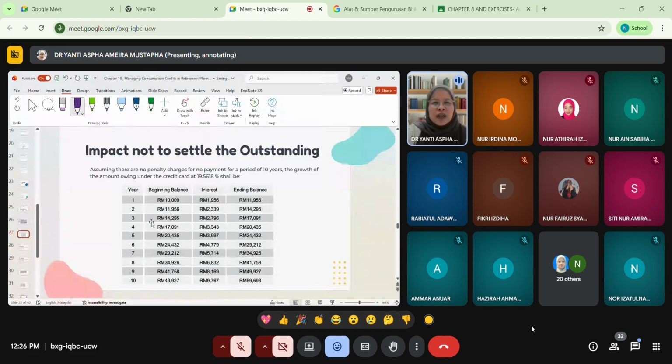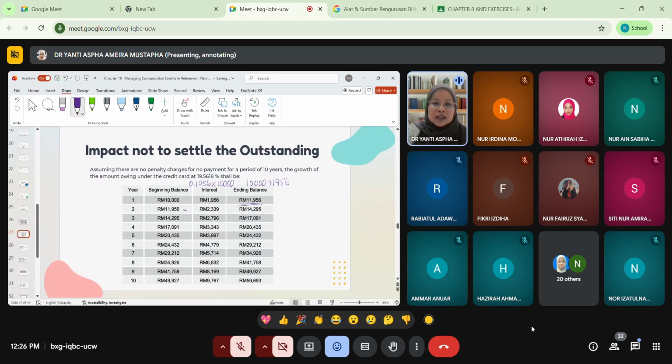So assuming that there are no penalty charges, for example for non-payment, for a 10-year period, meaning for the next year we assume he only pays interest. So how do we calculate? The beginning balance is 10,000, he doesn't pay anything. So the interest is 0.1956 multiplied by 10,000. So you get 1,956. And the ending balance is 10,000 plus 1,956, so you get 11,956. And it goes on for the next year, the balance is 11,956.